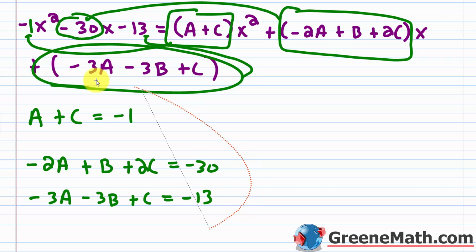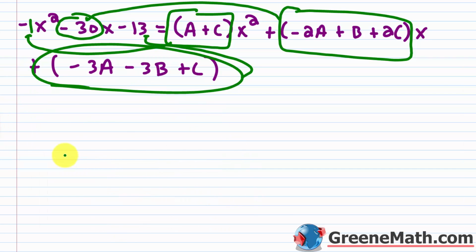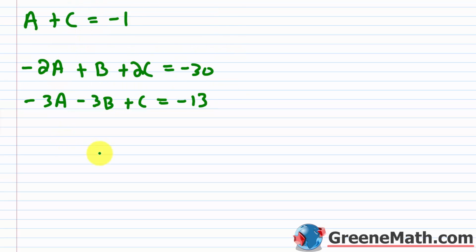Let me copy this because we're definitely going to run out of room. And let me go over here to a fresh sheet. We can solve this system pretty easily. What I'd want to do is take these two right here and eliminate b. That would give me a linear system with just a and c.